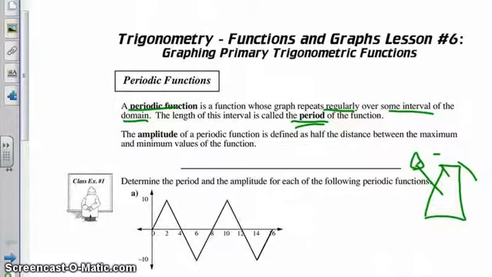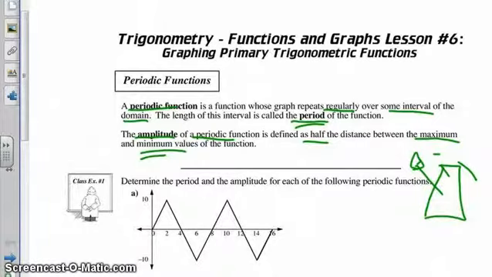Your travel on a Ferris wheel ride is an example of a periodic function. Your height will come around, and there's a regular rotation interval. So that is a periodic function. Your height versus time is periodic. Amplitude for a periodic function is defined as half the distance between its maximum and minimum value.